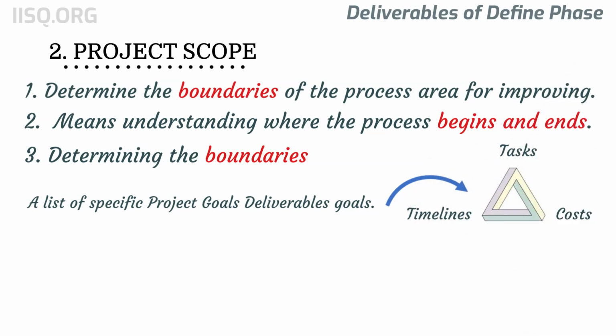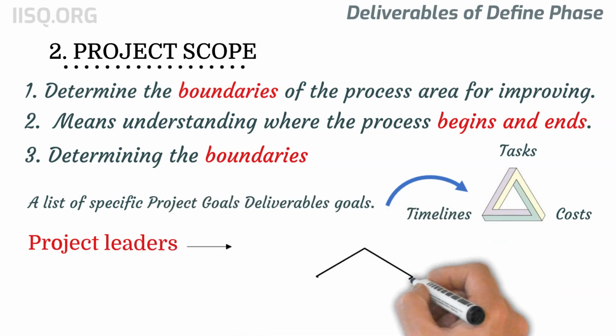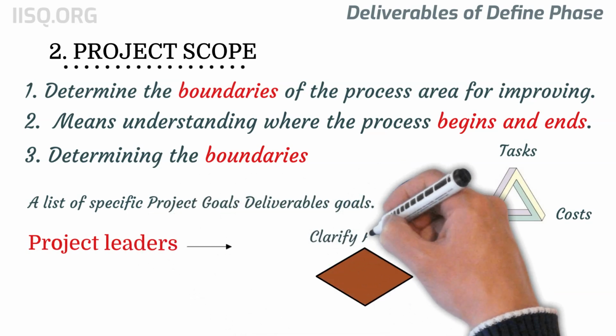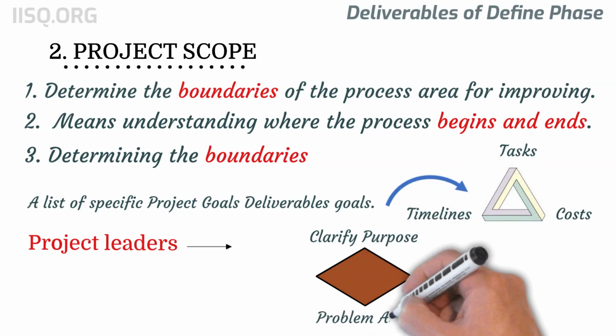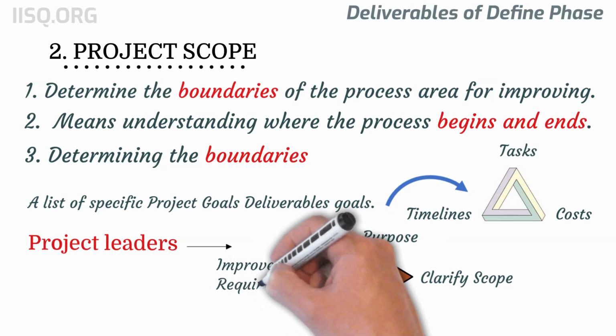In Six Sigma define phase, the project leaders are responsible for clarifying the purpose and scope of the project. They need to be well aware of the problem area and the kind of improvement that is required to be made.